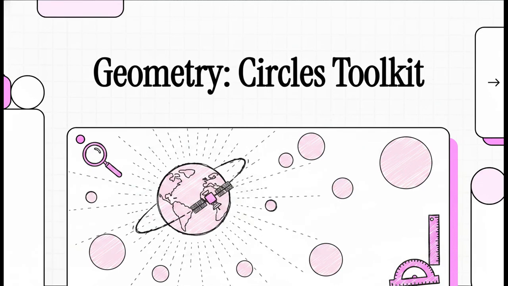We are going to build out your ultimate geometry toolkit for understanding the hidden properties of circles. Believe it or not, circles absolutely govern the mechanics of the world around us. We're talking everything from the orbit of satellites in space down to the exact distance you can see toward the horizon on a clear day. And today, we're going to unlock the mathematical secrets behind these shapes.